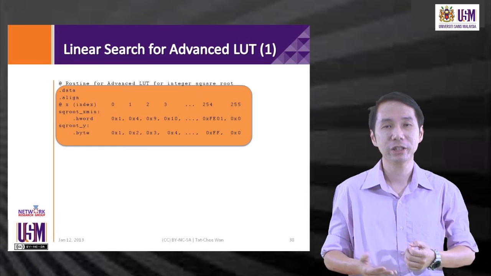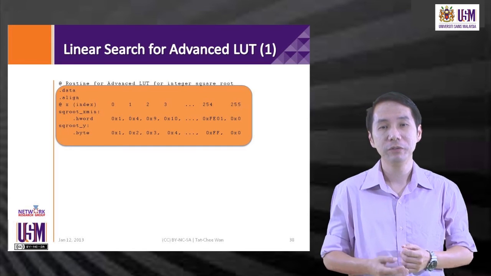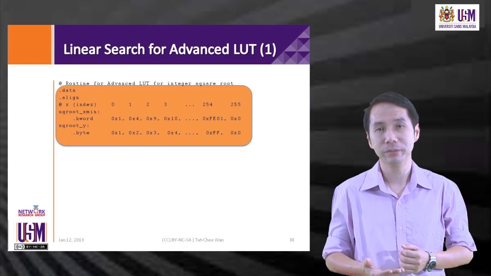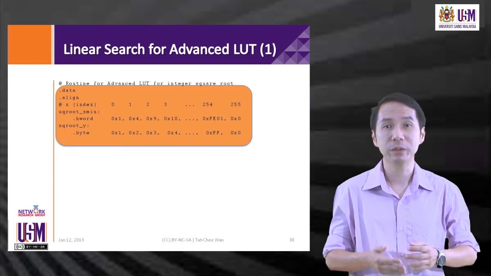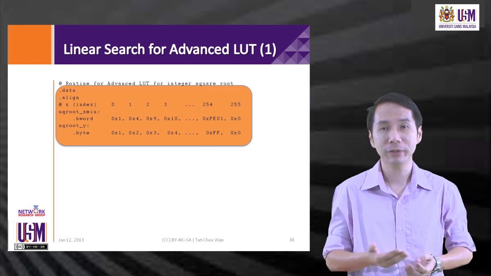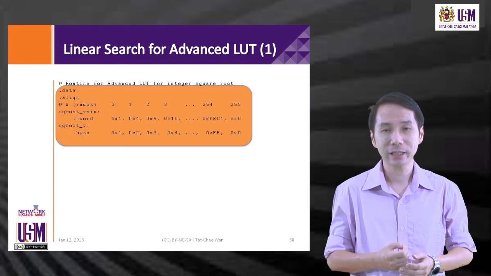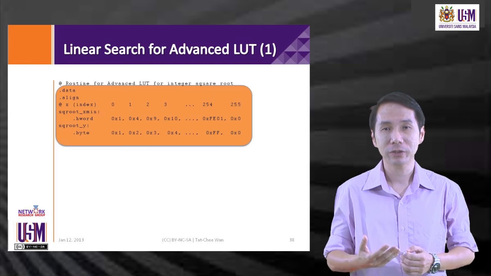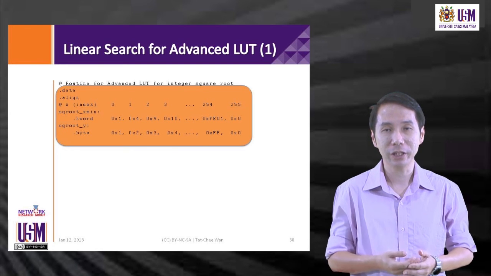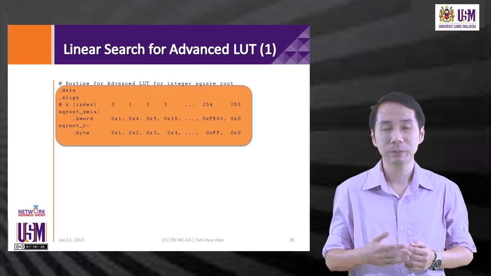In our implementation of this advanced lookup table, we will use the linear search algorithm. What this means is that we will start searching from the beginning of the array to the end to find a matching input range. Now, the second thing to note is that the array for storing the information for the range as well as the outputs are split.